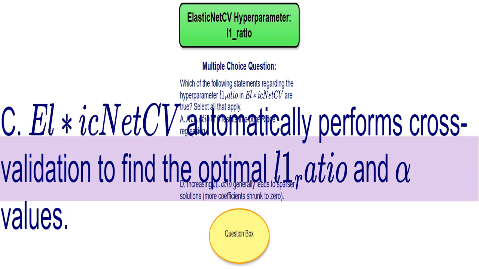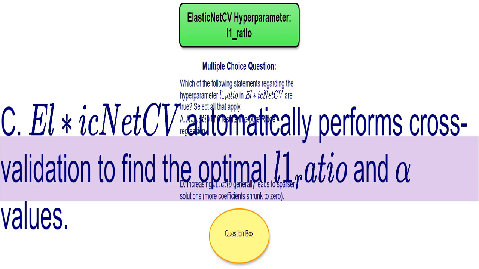This assesses your understanding of ElasticNetCV's cross-validation feature. ElasticNetCV cleverly tries many different combinations of L1_ratio and alpha, the overall strength of regularization, to find the best settings for your specific data.